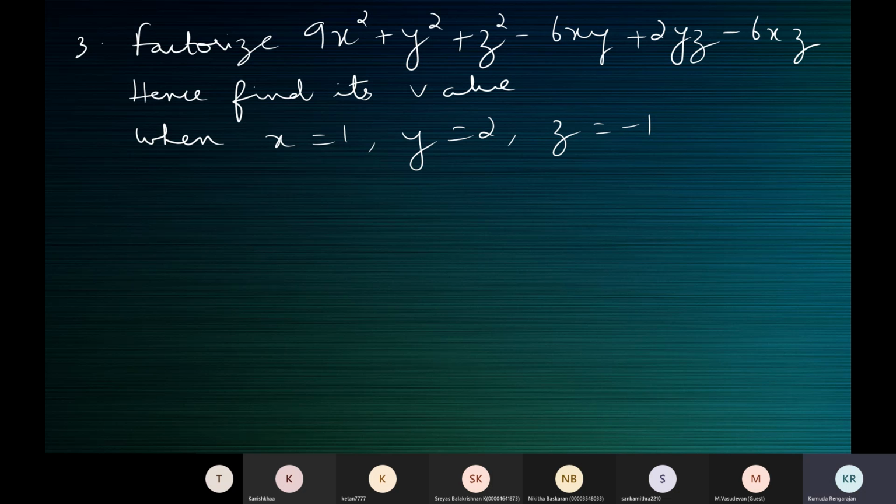Factorize the given expression and find its value when x is 1, y is 2, and z is minus 1. The given expression fits into which identity? Ma'am, x square plus y square plus z square is equal to 3xy plus 3yz plus 3xz, ma'am. No, you're confused? No.